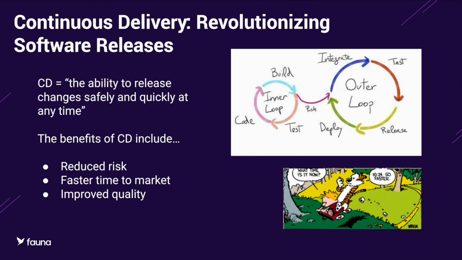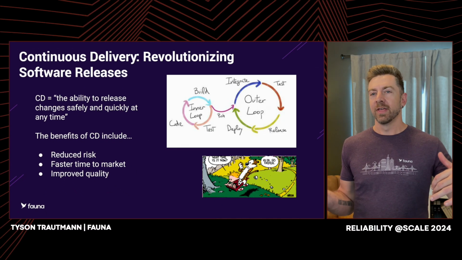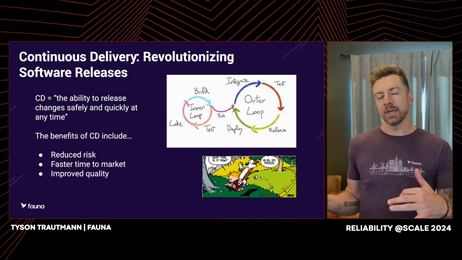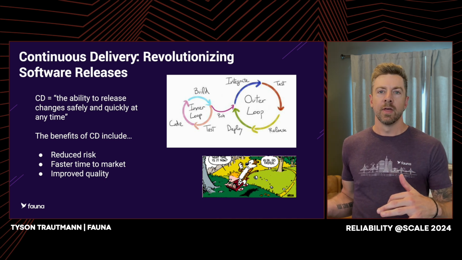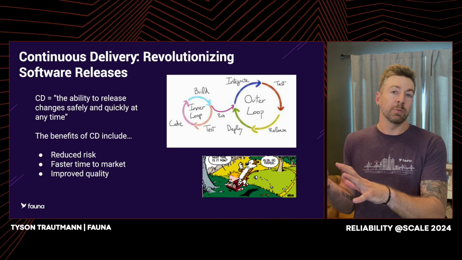So first off, what is continuous delivery? Fundamentally, CD is the ability to release software changes safely and quickly at any time. This is a radical shift from traditional methods of shipping software, where changes were batched up into large batches and then deployed to production using very one-off methods. But there was never a way to just take individual changes and quickly and safely ship them by themselves.